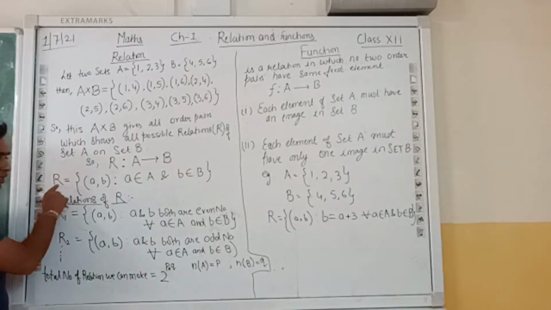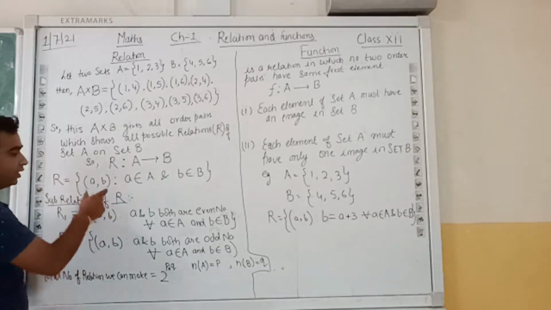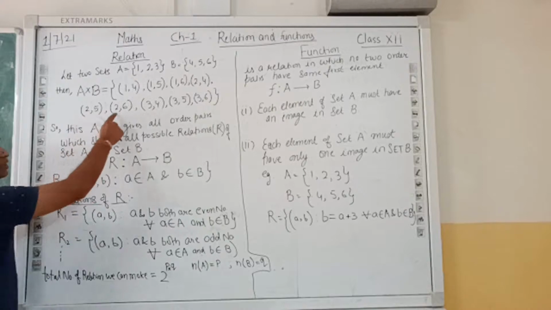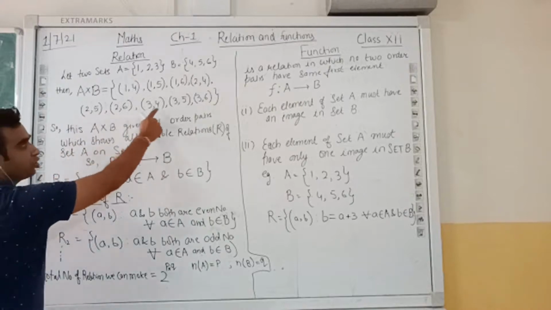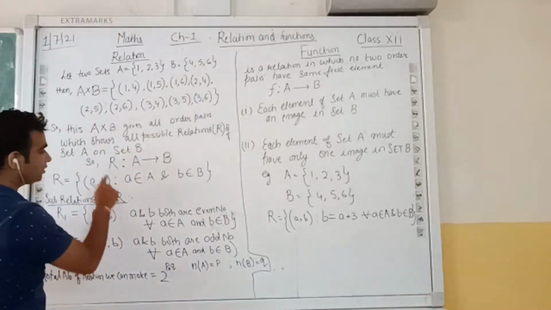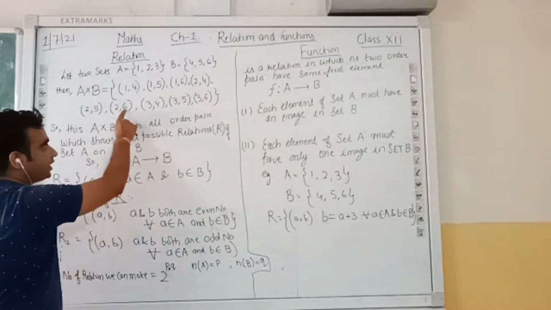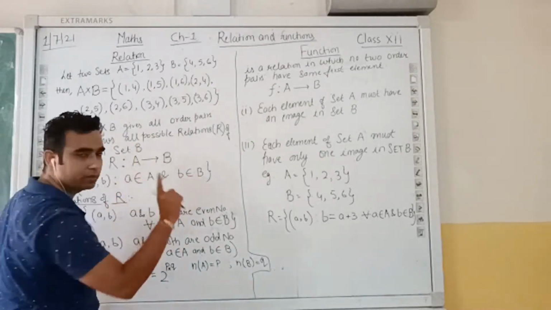This is the relation R which we can represent, in which we have all the ordered pairs a, b, that is 2, 6, 3, 4, 3, 5, where the first element belongs to set A and the second element belongs to set B.